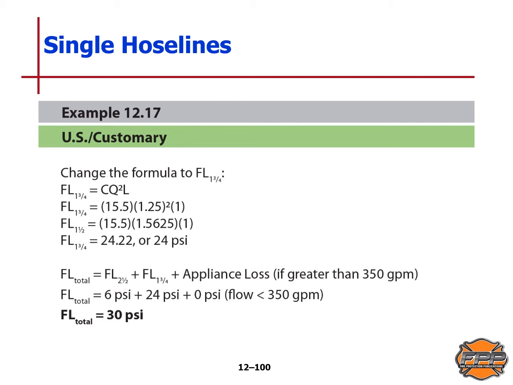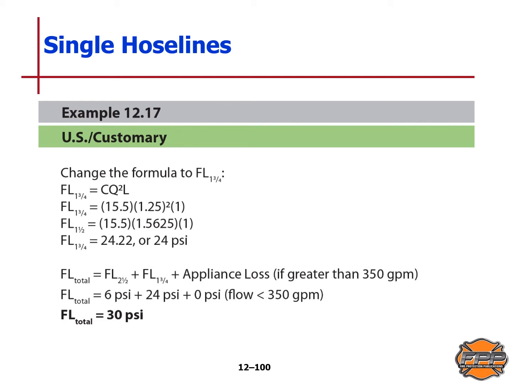Here's another example. This is 12.17. Change the formula to friction loss 1 3/4. So friction loss 1 3/4 equals CQ squared L. So it's the same formula again. You just change the friction loss to 1 3/4. If you keep working the math, friction loss 1 3/4 equals 15.5, which is your coefficient, times 1.25 squared times 1. And then you keep working, and friction loss 1 3/4 equals 15.5 times 1.5625 times 1. So friction loss 1 3/4 equals 24.22, or 24 psi.